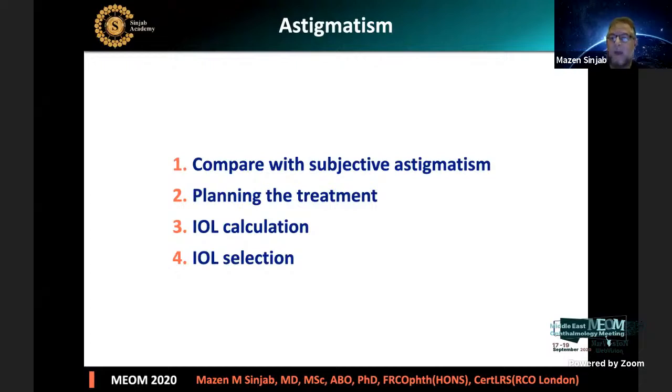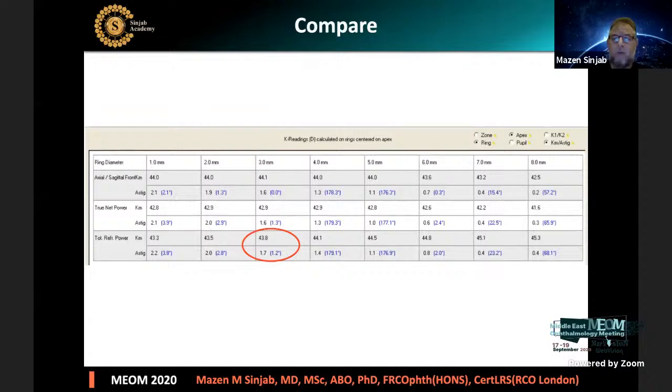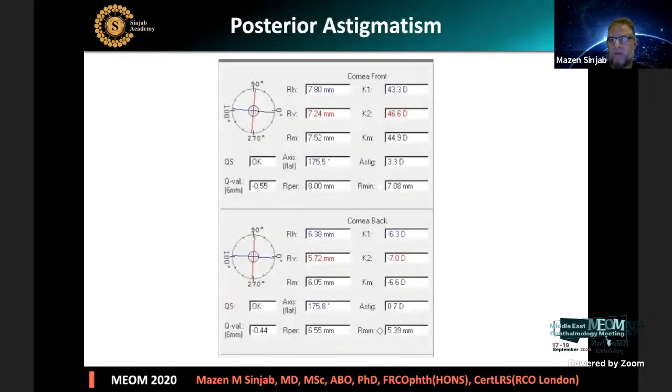So there are 9 probabilities that we have to go through, but not in this lecture, of course, in order to know how to manage this disparity. The second thing is planning the treatment. Third, IOL calculation for the IOL selection. Of course, we have to compare the total corneal refractive power. We shouldn't depend on the simulated K or the astigmatism on the anterior corneal surface. We have to look at the total corneal refractive power display, and we compare it then with the manifest astigmatism.